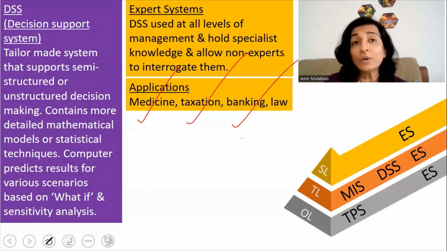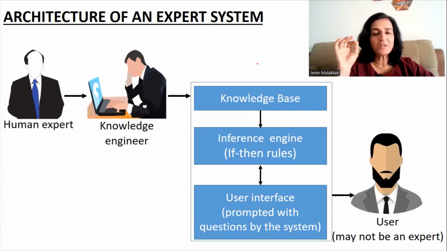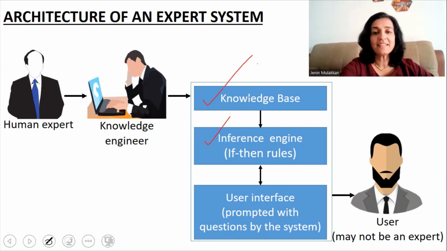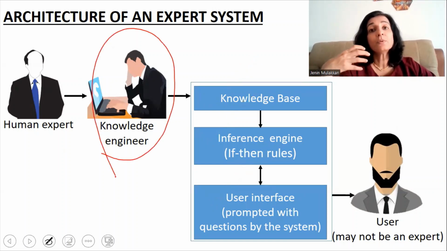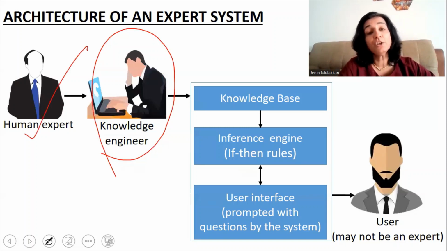Now let's take a quick look into the architecture or the way in which an expert system is built. For any expert system, there are three components. One is the knowledge base, the second, the inference engine, and the third, the user interface. Now, the knowledge engineer is the computer professional, and he is the one who creates the expert system. And how does he do it? He will gather the information from the human expert, and he will create the logic necessary for an expert system.